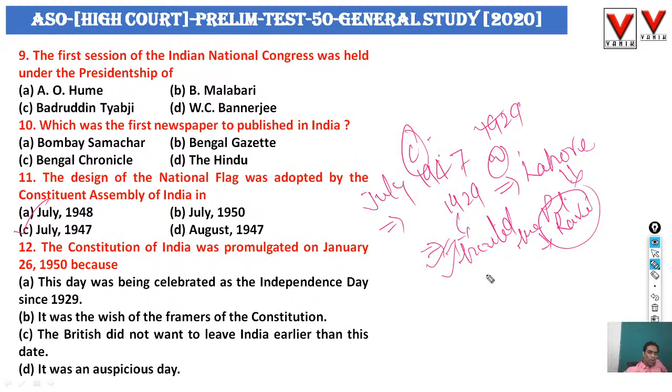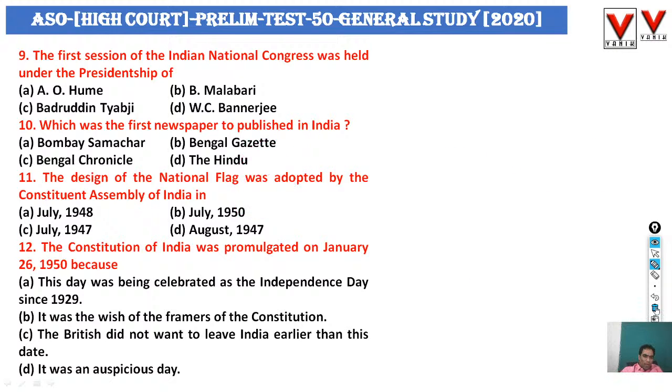From that day only, we were celebrating the 26th of January as Independence Day. So when we got independence, and when there was the matter of adoption of the constitution, we adopted the constitution on 26th January just to commemorate that particular day. And from that day only, we are celebrating 26th January as Republic Day. So the right answer is A. The 12th right answer is A.